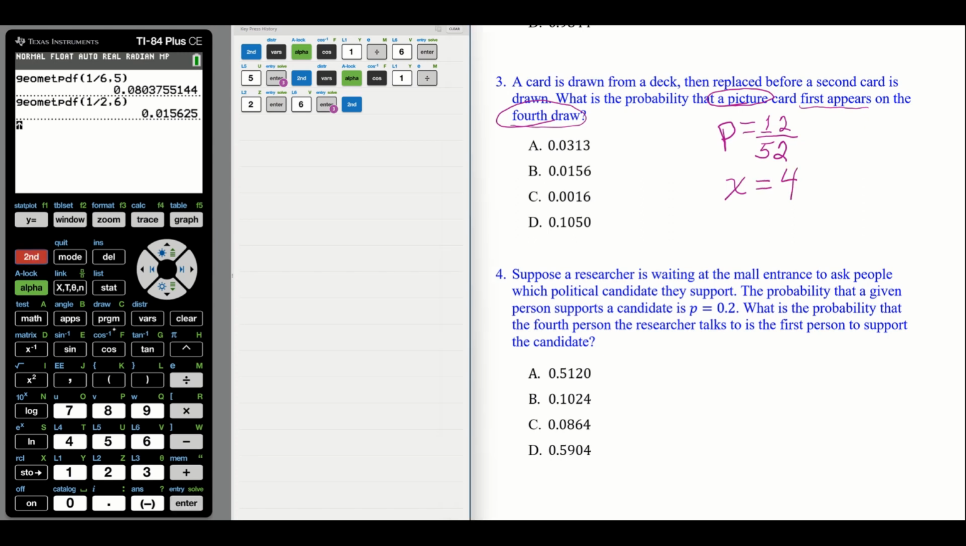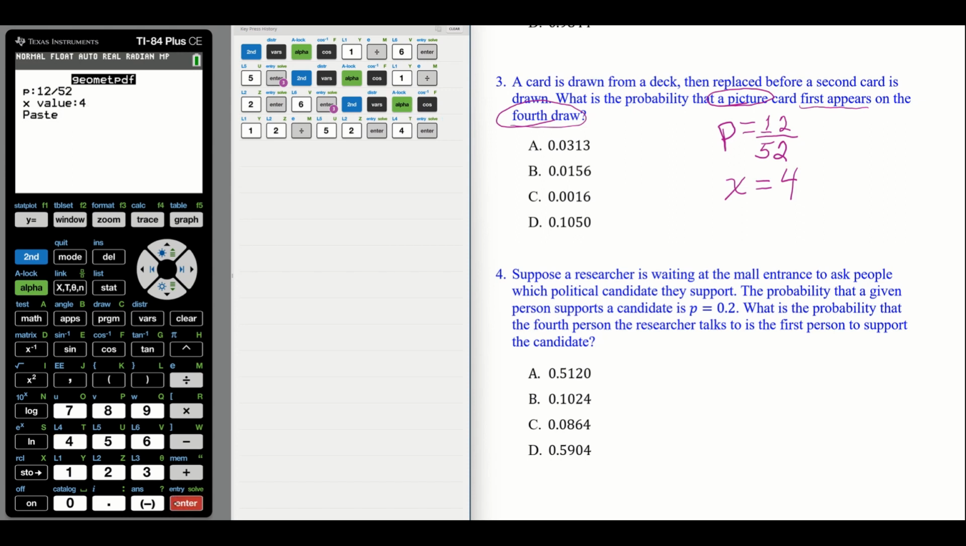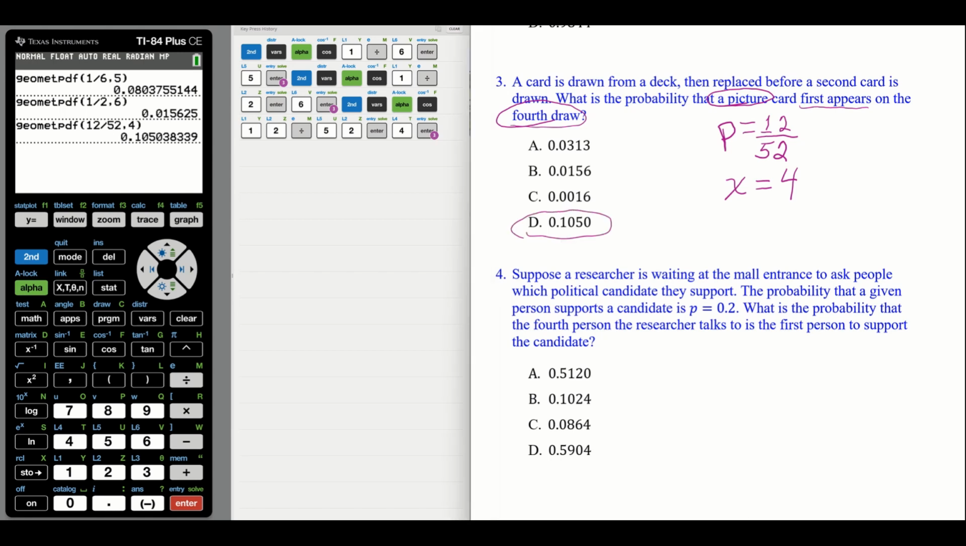Second, vars, alpha, cosine. And our probability, 12 out of 52. Enter. First time on the 4th draw. And that is option D.